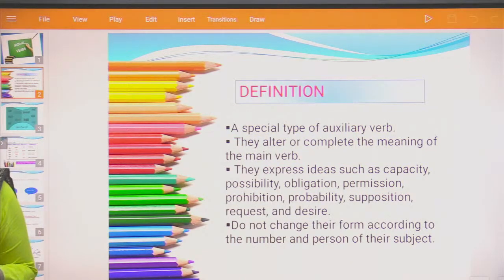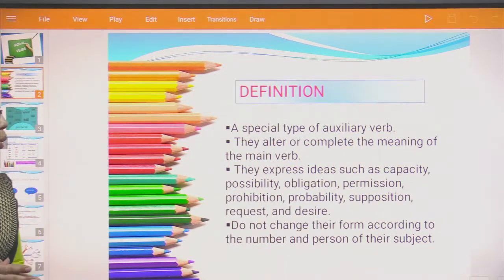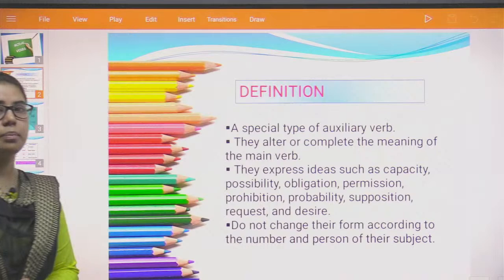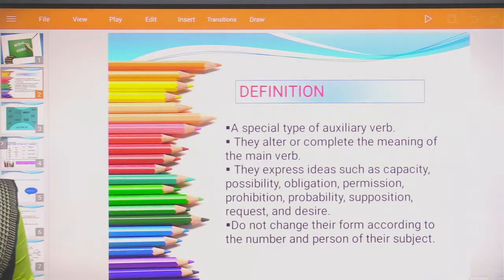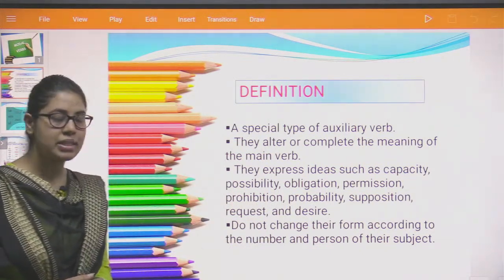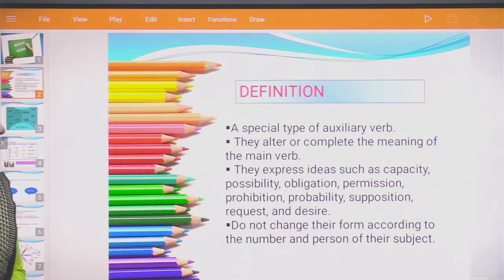So what is the purpose of modal verbs? What is the use of modal verbs, students? Basically the purpose is to complete the meaning of the main verb or to alter the main verb. Now let's see what their functions are, and the situations where we can use modal verbs. They express ideas such as capacity, possibility, obligation, suggestions, and permission. So these are the purposes for which we can use modal verbs, students.